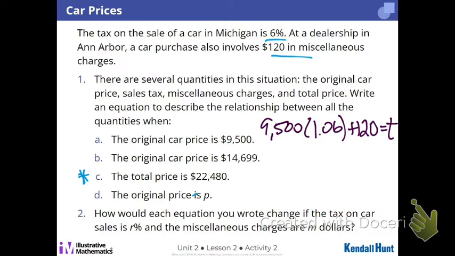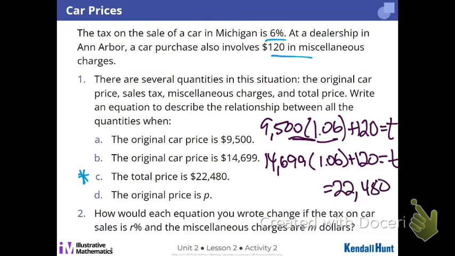Once we fix these up, the second one should be $14,699 for the car, 6% tax, $120 in fees for a total. Okay. Now this next one, a lot of people said stuff in their equations like the car is $22,480, but that's the total, because it says the total. Okay. So to get the total, we have the price of the car times 6% tax plus $120 fee.